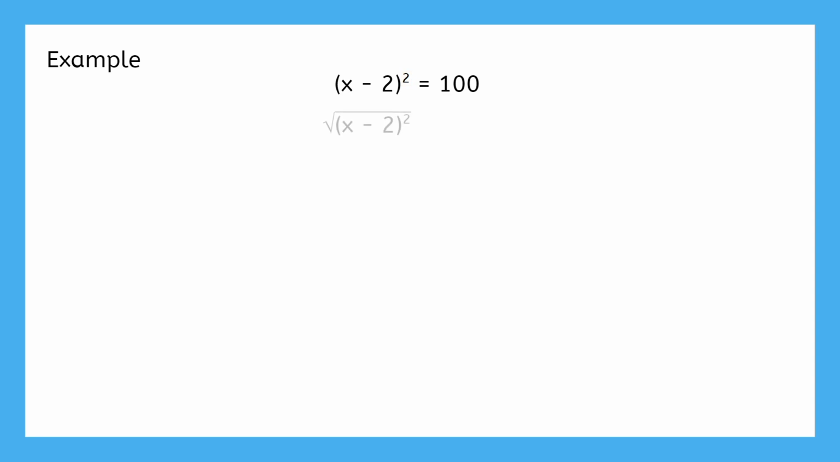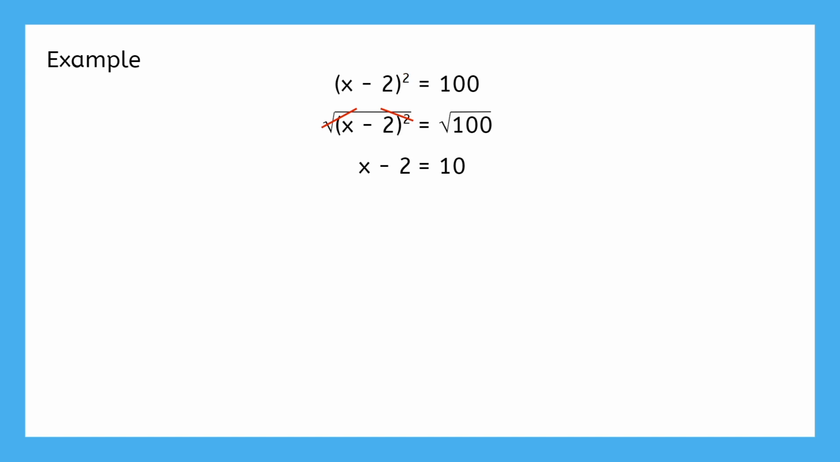Cancel it out, we throw a square root around it. Do the same to the other side. Square root cancels out the square, so now we've got an easy x minus 2 on the left side. Right, the square root of 100 is 10.